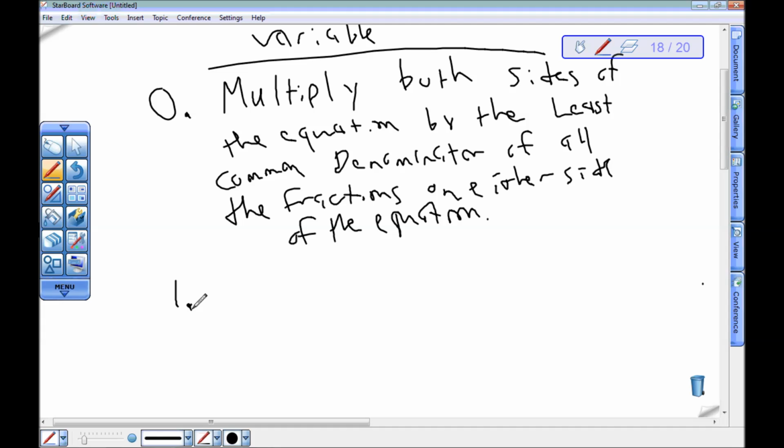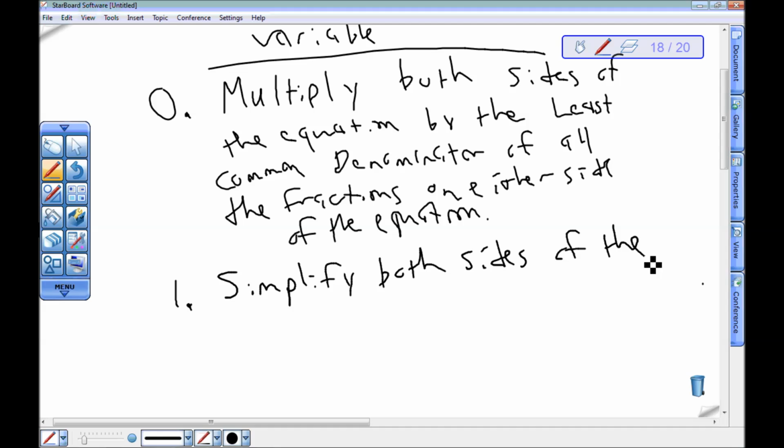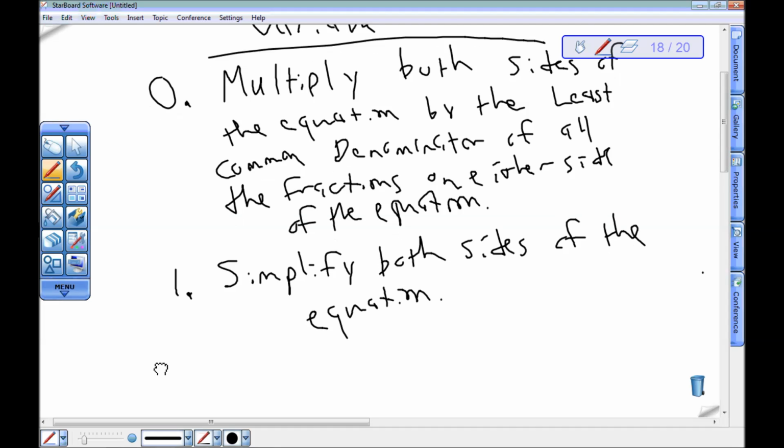Okay, here's step 1. You'll always want to do this, or at least make sure that you couldn't, or that it's already been done. Simplify both sides of the equation. And by that I mean what I always mean when I say to simplify an algebraic expression, because we're dealing with linear equations in one variable, they're going to be algebraic expressions. I want you to combine like terms, use the distributive property to remove parentheses, all that stuff. Get them written as simply as you can.